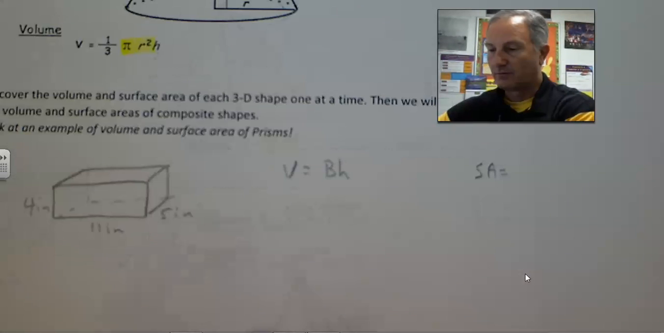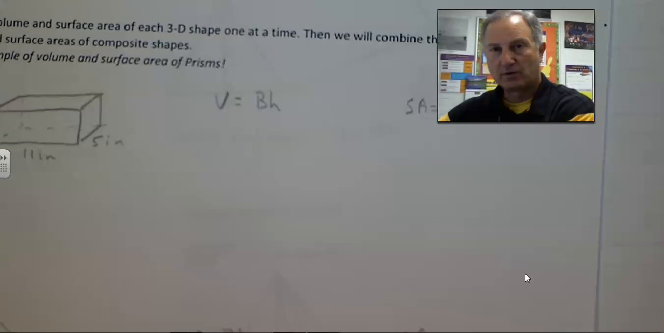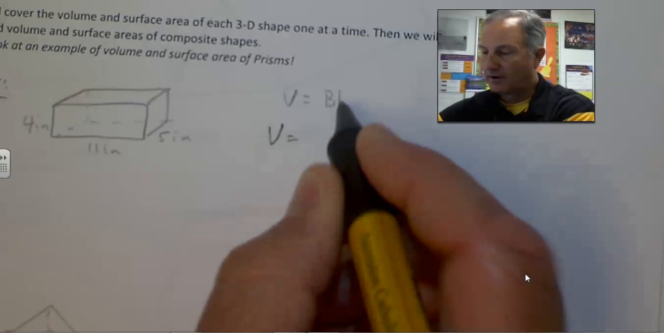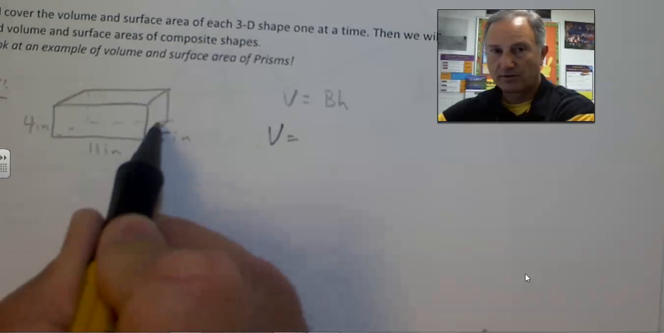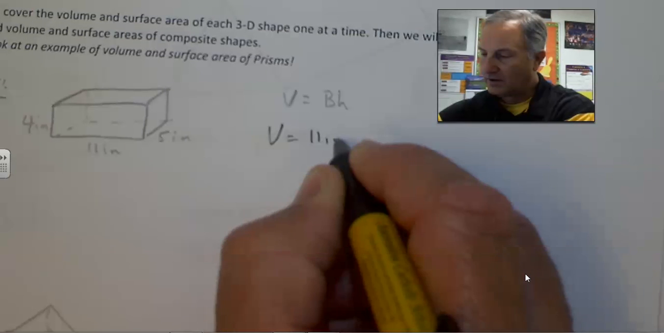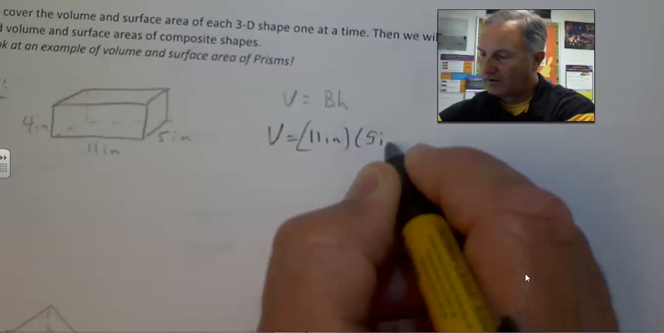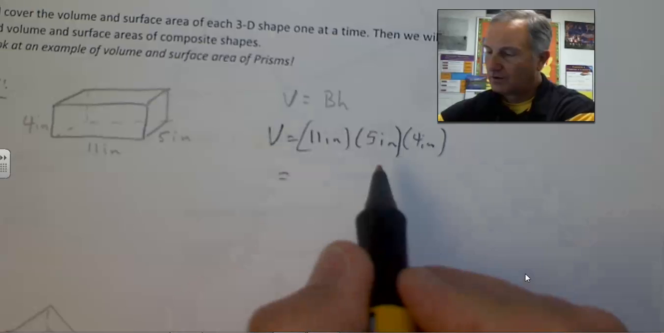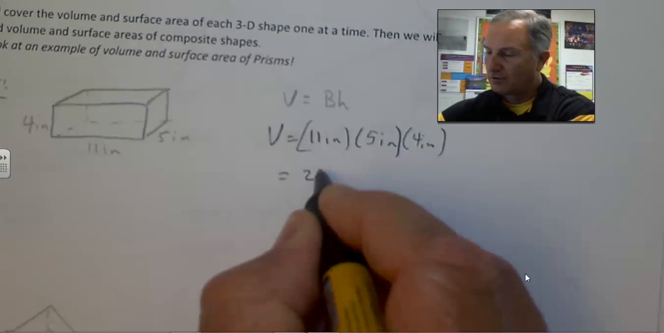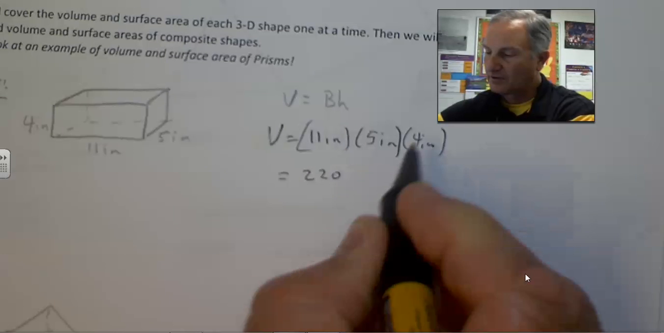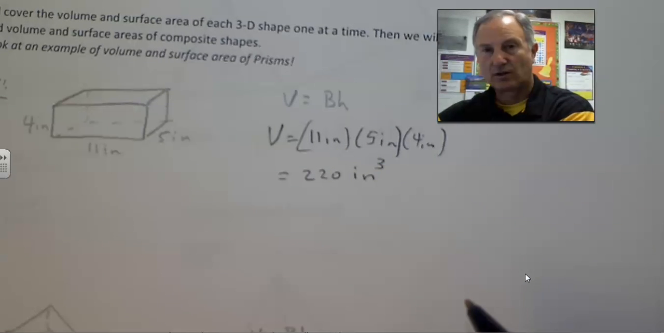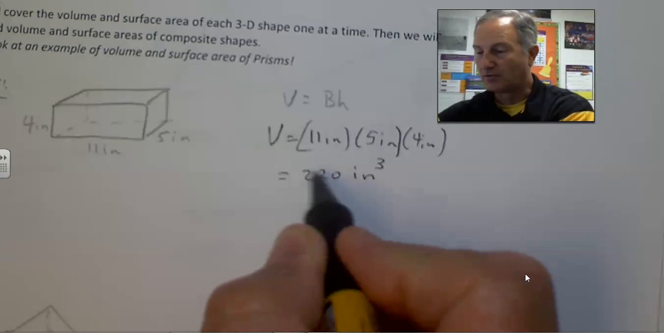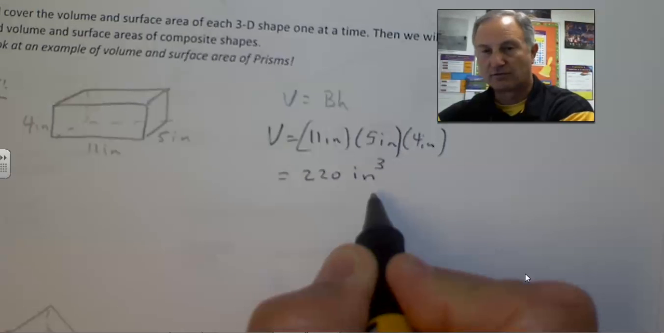So if we look at some examples here, and we want to find the volume of a rectangular prism like this, the volume is going to equal the area of the base, length times the width. So that's going to be 11 inches times 5 inches, and then times the height, 4 inches. So 5 times 4 is 20, times 11, that's 220. Inches times inches times inches would be inches cubed. Okay, the cube goes on the inches. Don't put it on the number. I'll take off if you put it on the number. It's not 220 to the third power. It's inches to the third power. Okay?